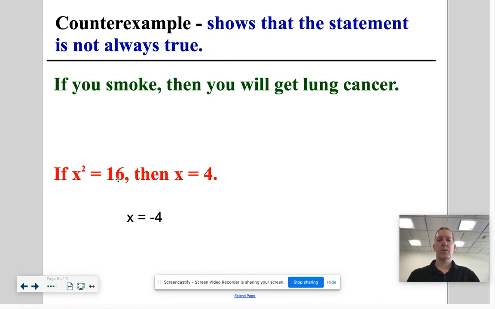Just because x squared equals 16 doesn't mean that x has to be 4. It could be negative 4. And this is what I was talking about. This is that sometimes situation. Well, sometimes it's 4. Yeah, but it's not always 4, right? It has to be always 4 in order for the statement to be true.